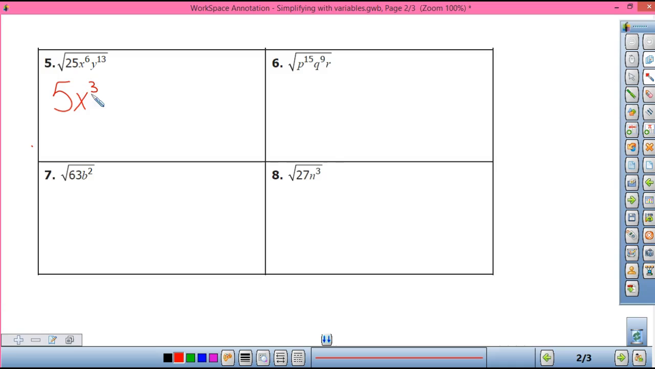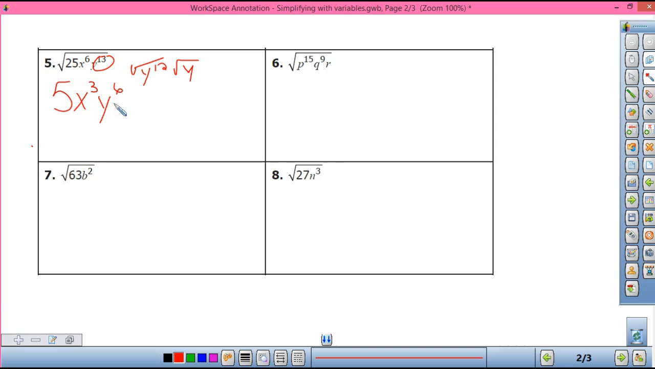X to the 3rd. All right, so now I have to split this, though, right, because it's an odd number, into the square root of y to the 12th and the square root of y. Square root of y to the 12th. Y to the 6th.